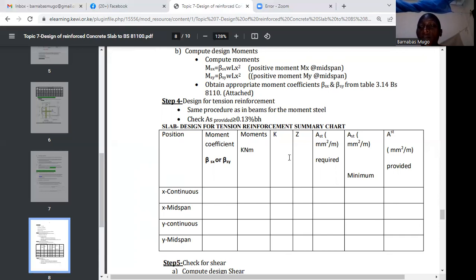You need to find the value of Z, the value of AS required, the value of AS minimum, which is 0.13% of BH, and then you need to find the value of AS provided from the table. We are going to see how you can use this table in order to determine the tension reinforcement.